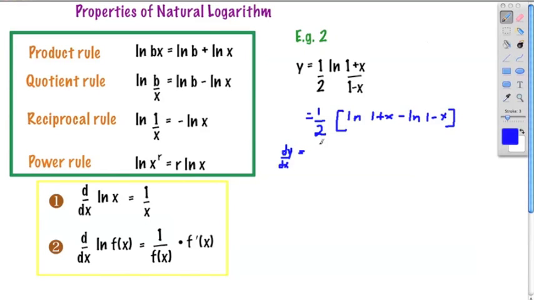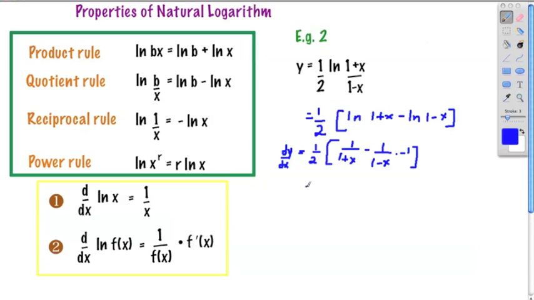The constant 1 over 2 still remains outside, and for the derivative of ln(1 plus x), we will get 1 over 1 plus x, and the derivative of this part, we simply get 1. And then we minus the derivative of ln(1 minus x), we simply get 1 over 1 minus x. And the derivative of this part, we will get negative 1.